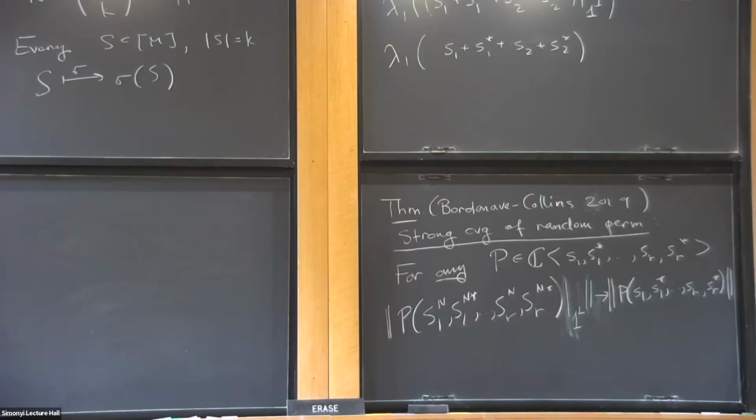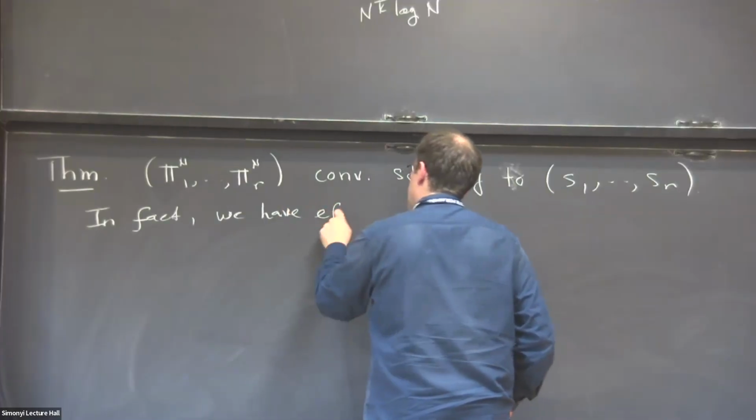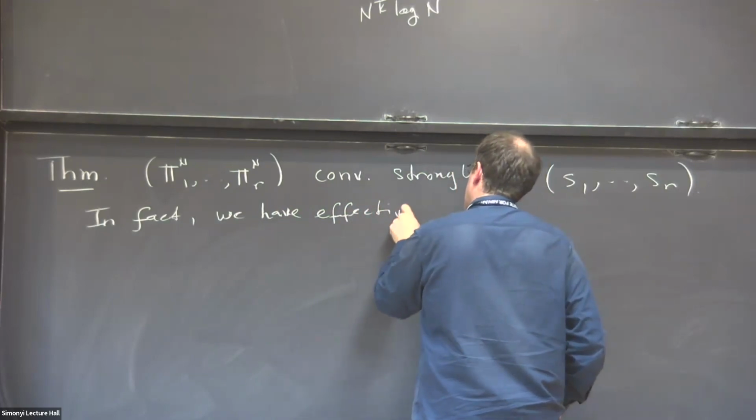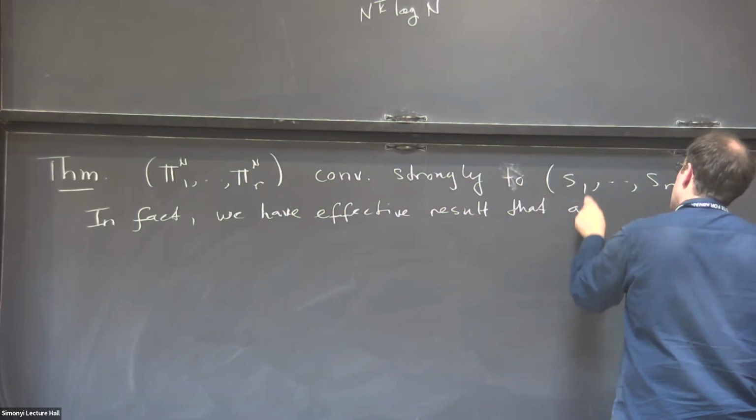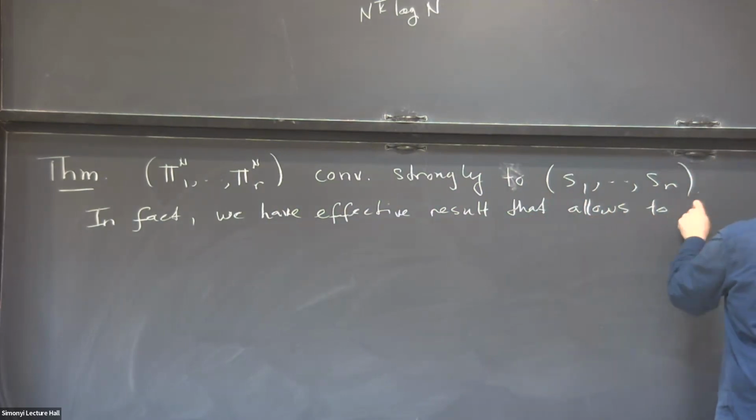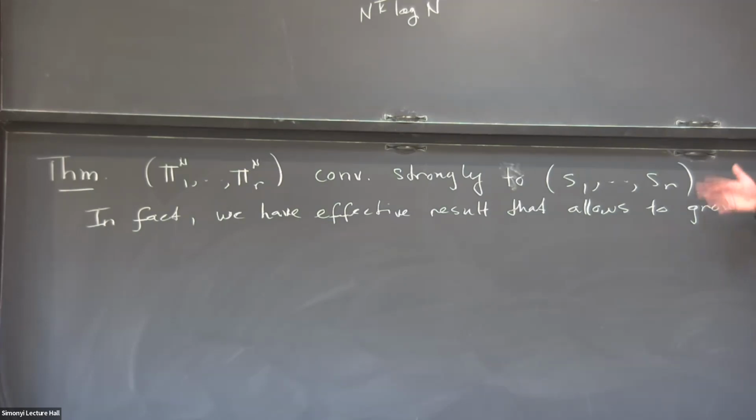So in fact, we have an effective result that allows us to grow k with n. And then the question I'll be asked is how fast can we grow k with n? So certainly for k fixed, it's true.